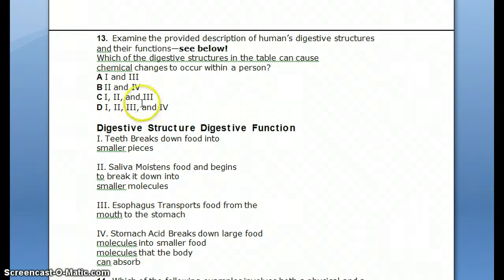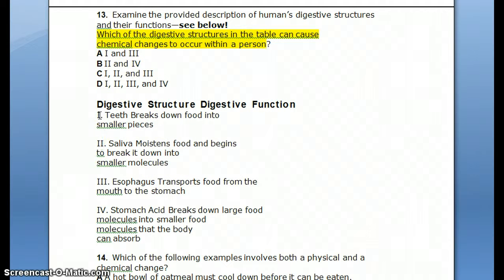13. Examine the provided description of a human's digestive structure and their functions. Which of the digestive structures in the table cause a chemical change to occur? So I need to look. Number 1, teeth breaks down food into smaller pieces. Well, no, that is a physical change. What about saliva? Well, we know that spit is a chemical change because there's enzymes that start breaking down food. What about your esophagus transporting food? No, that's just moving food from one location to the other, and that is physical. Stomach acid, that is a chemical change. So your best answer choice was 2 and 4, which was B.